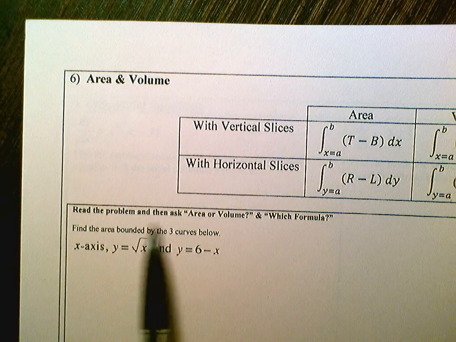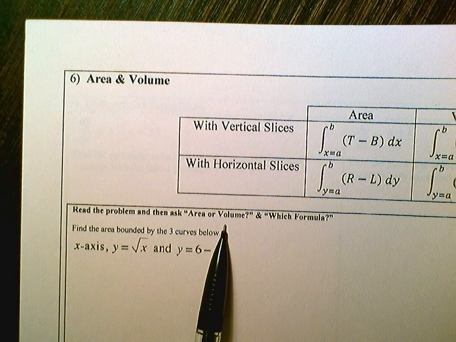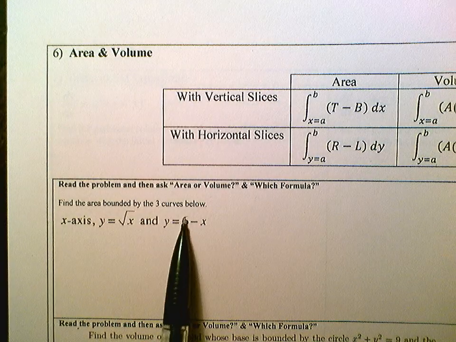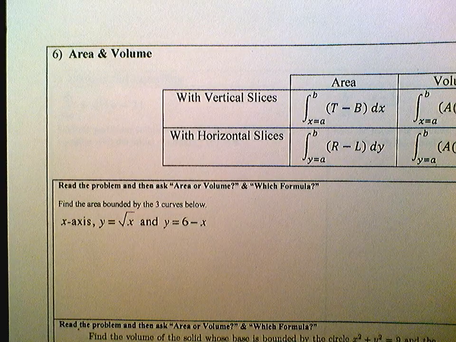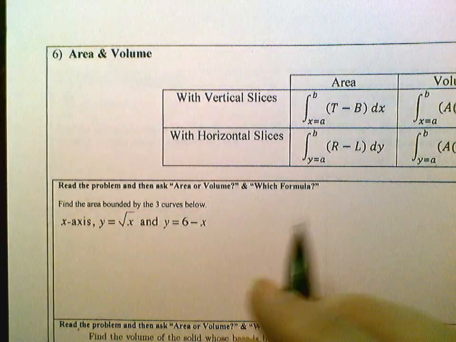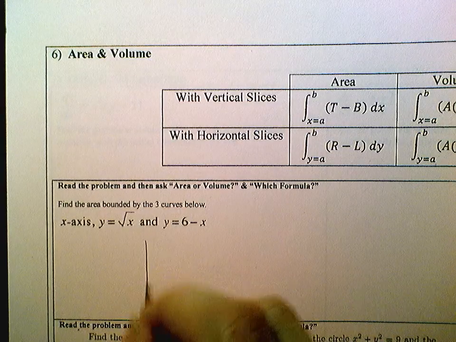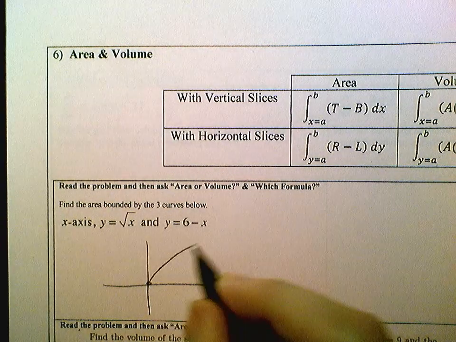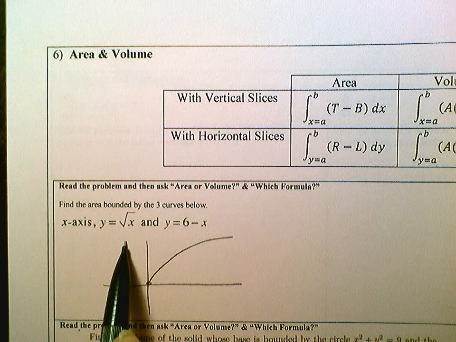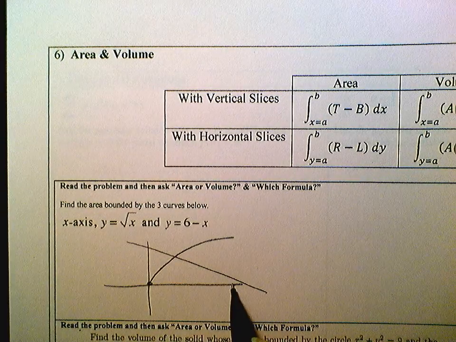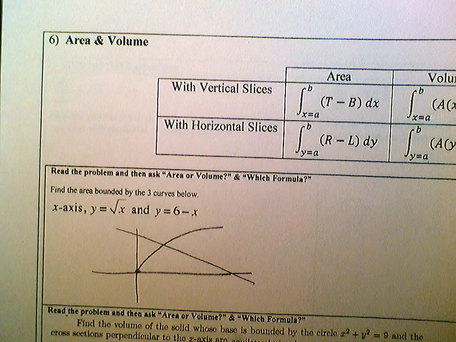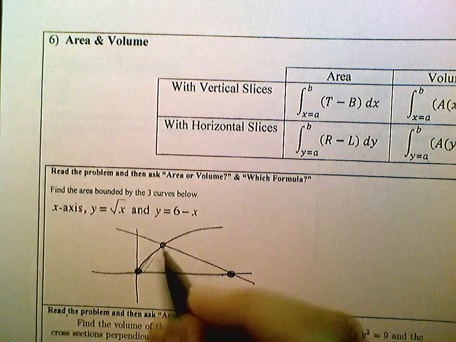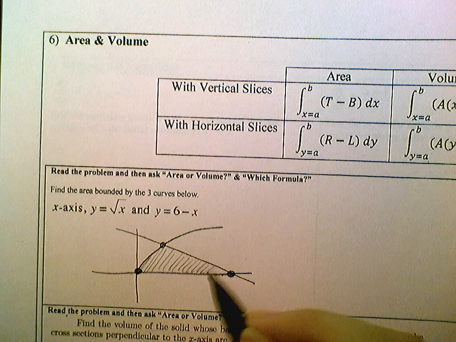So we're going to read the problem and then ask area or volume and which formula. Okay, so find the area bounded by the three curves below. Let me graph the region first. This is y equals radical x. That's 6 minus x. Here are the vertices of the region, and then I'll shade that in. So that's the region.